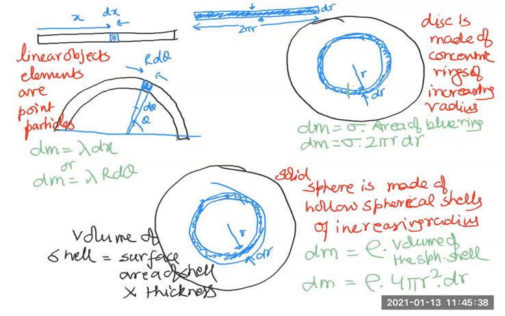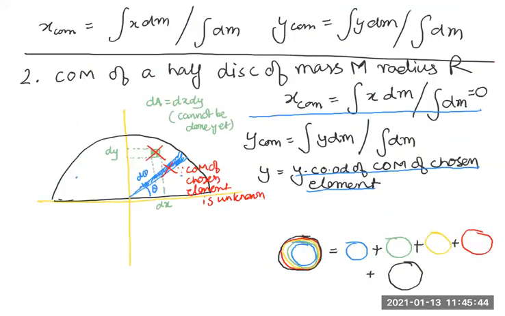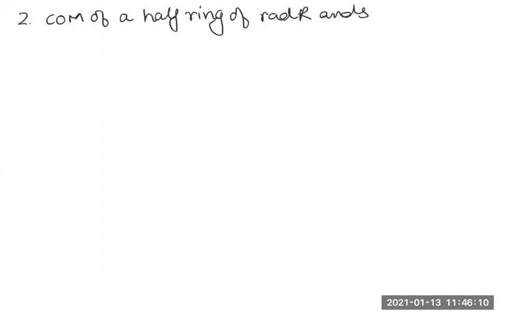Okay, so now let's try this question again. Let me do it on a new page. Center of mass of a half ring of radius r and mass m. I don't really need the mass.